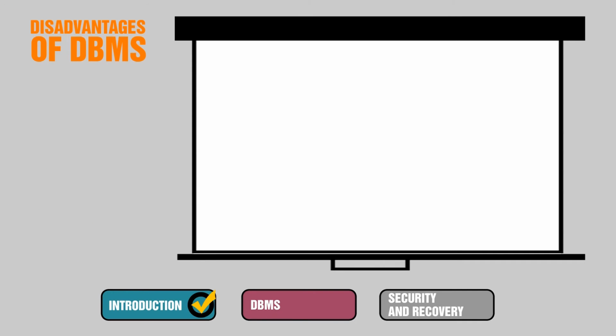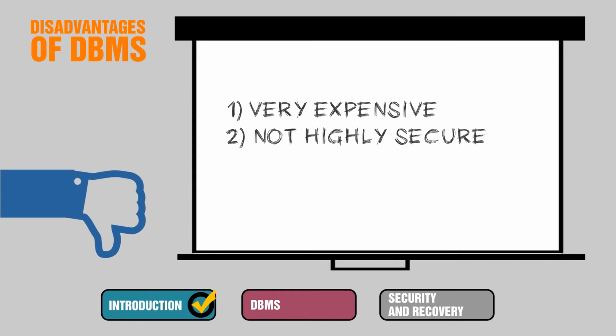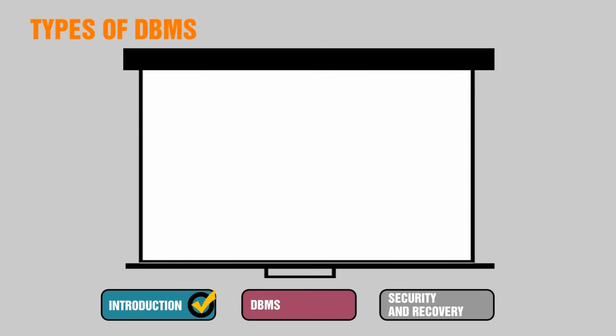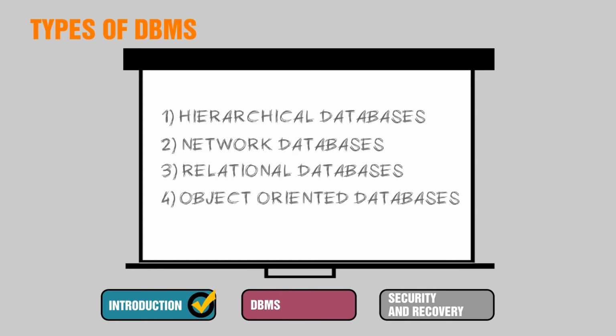However, database management systems also come with their disadvantages. The two major disadvantages are high cost, and despite its security features, database systems don't provide the highest security. Database management systems are of four structural types: hierarchical databases, network databases, relational databases, and object-oriented databases.